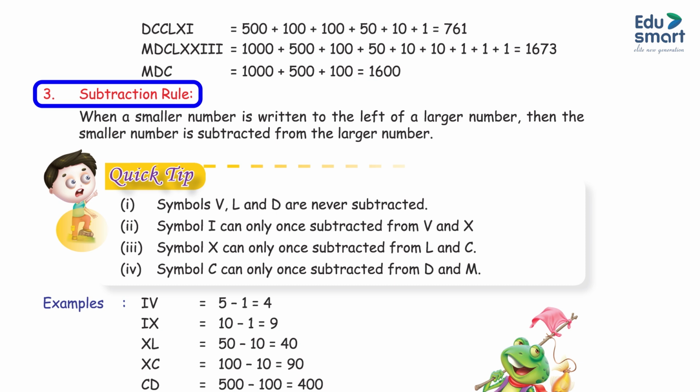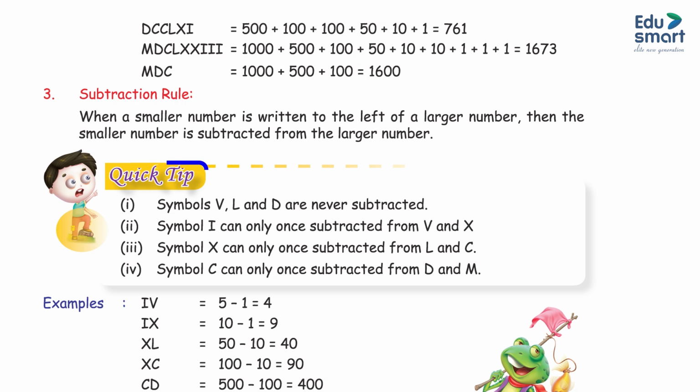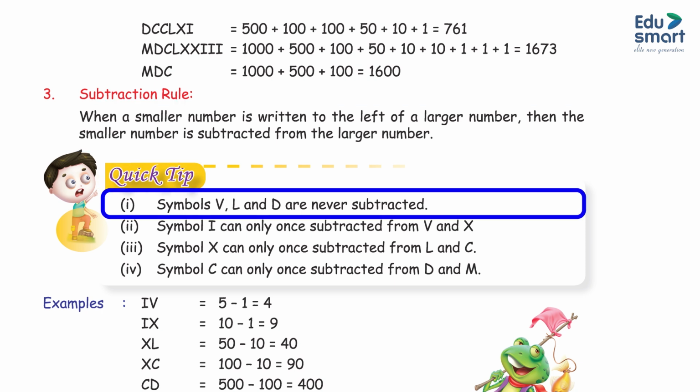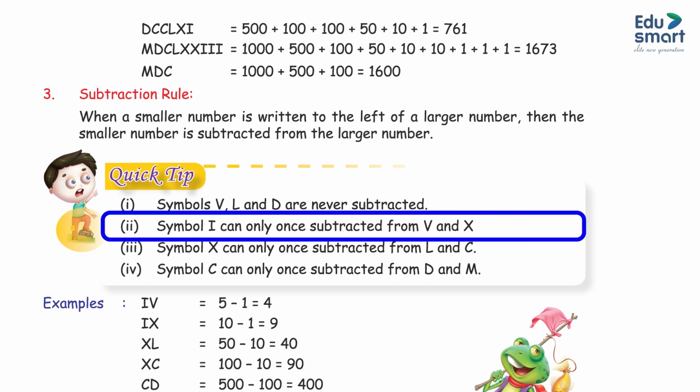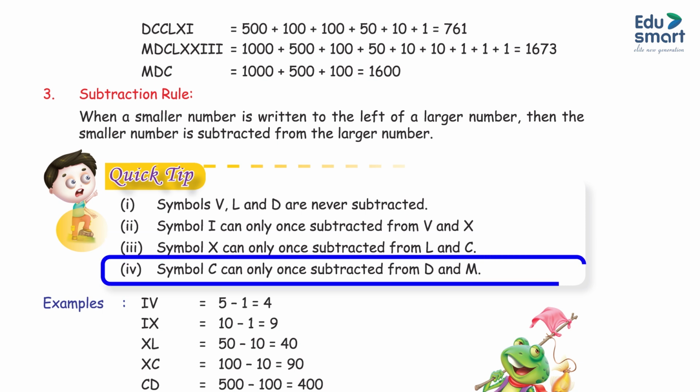3. Subtraction rule. When a smaller number is written to the left of a larger number, then the smaller number is subtracted from the larger one. Quick tip: 1. Symbols V, L and D are never subtracted. 2. Symbol I can only be subtracted once from V and X. 3. Symbol X can only be subtracted once from L and C. 4. Symbol C can only be subtracted once from D and M.